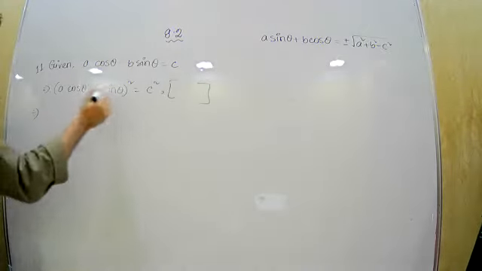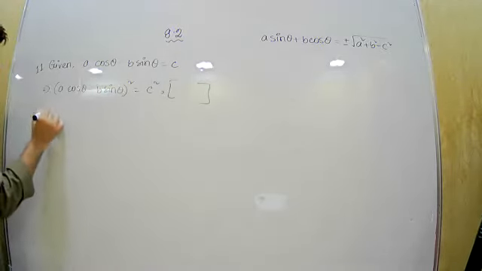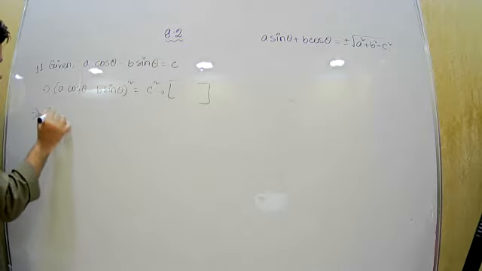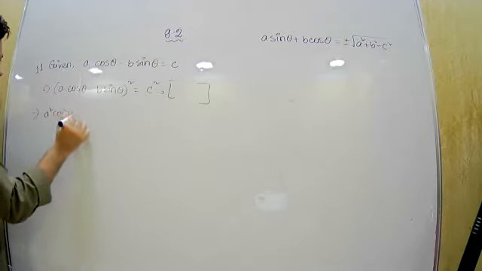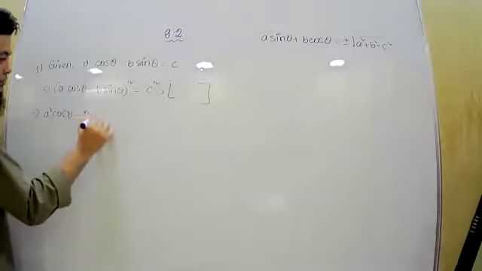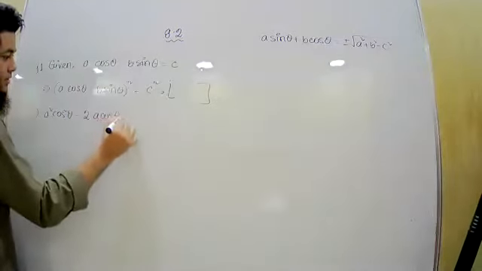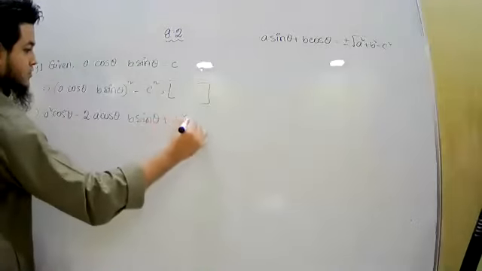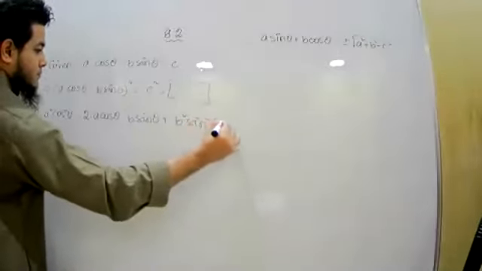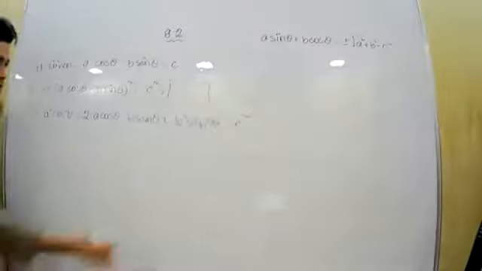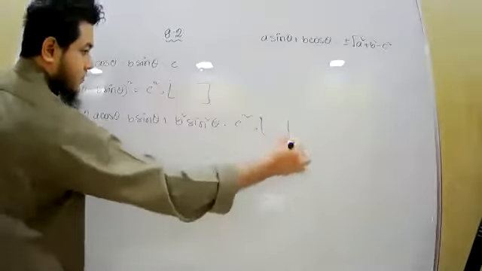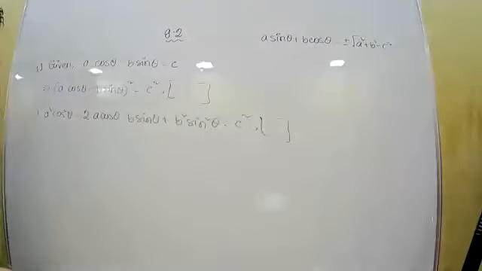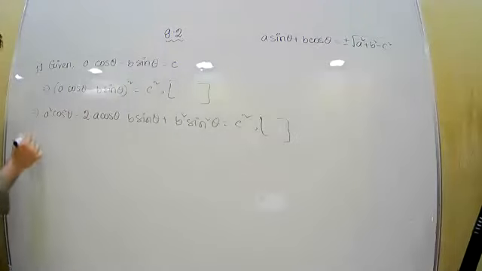So this is the a minus b whole square formula. So it will be a square minus 2ab plus b square. Okay, and in the side note write the formula that we have applied. A minus b whole square is equal to a square minus 2ab plus b square.